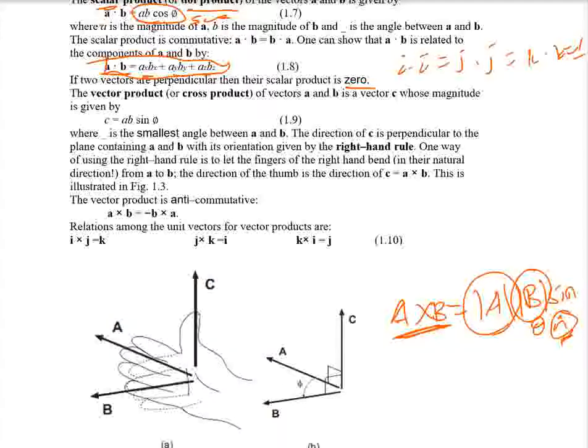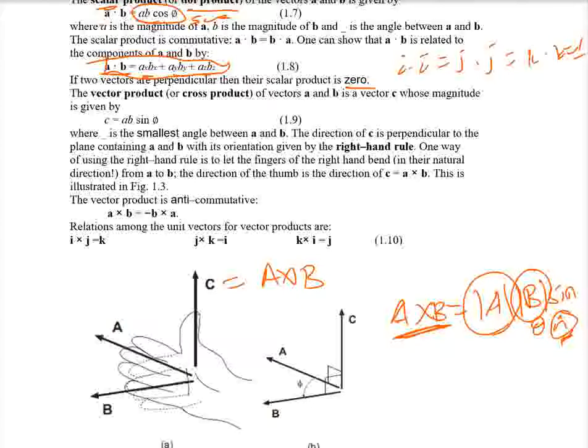Therefore, as you see, A cross B, if it is C here, C is equal to what? A cross B. Therefore A cross B is equal to C, and this C is perpendicular to what? Both. Perpendicular to both.